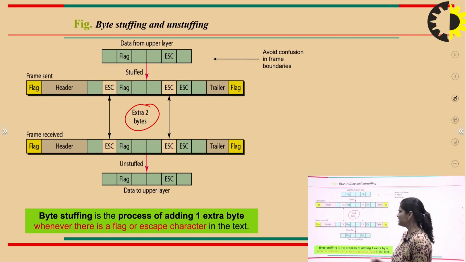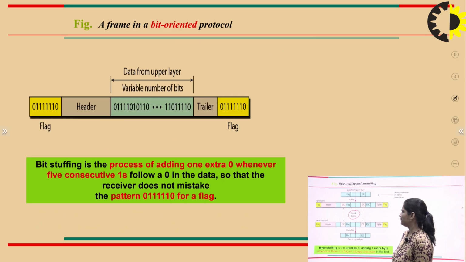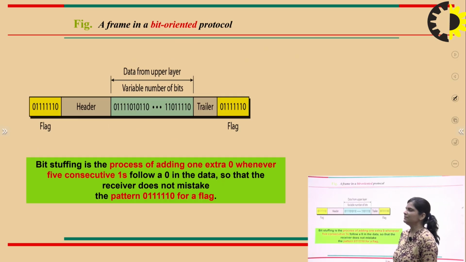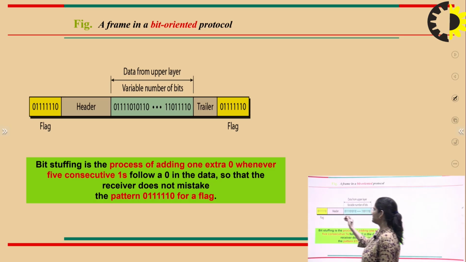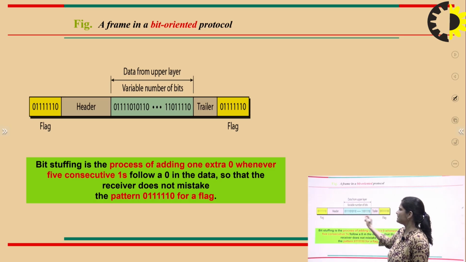Byte stuffing is the process of adding one extra byte whenever there is a flag or escape character in the text. Now this is a frame in a bit oriented protocol. If we want to add extra bits in a frame, we can use this format. Here flag is there, header is there. This is the data coming from the upper layers, with a variable number of bits. Then the trailer is there, and the flag is at the end of the frame.